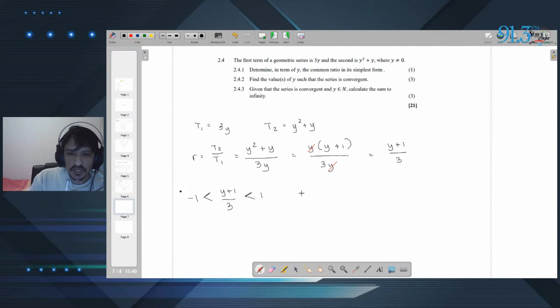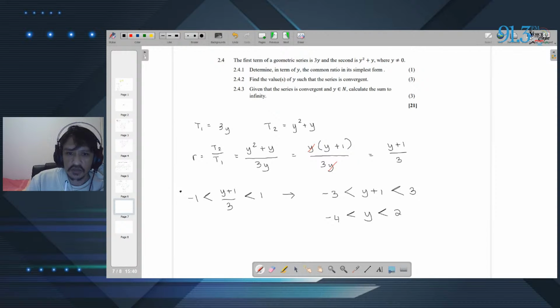So this is going to be -3 is less than y plus 1 and less than 3. We move the 1 over on both sides. This is going to be -4 for y and 2 on the other side. And this is essentially going to be your answer. Y is between -4 and 2. Right? These are the values for where the series is convergent.